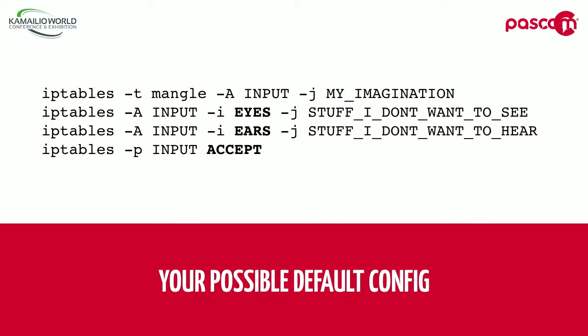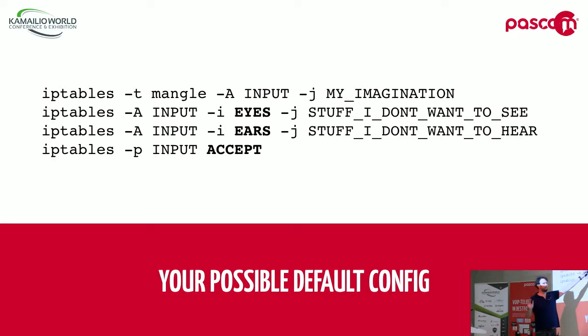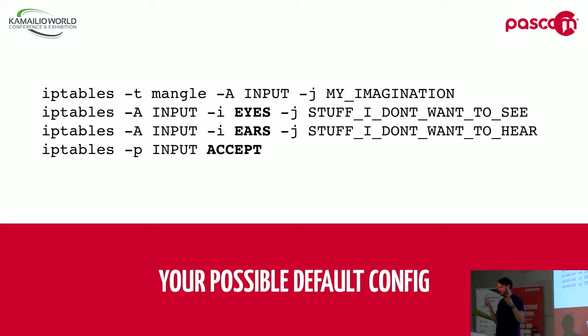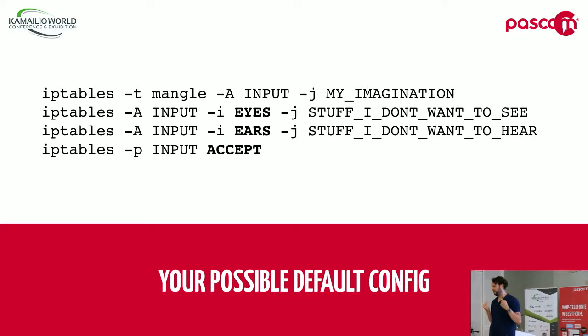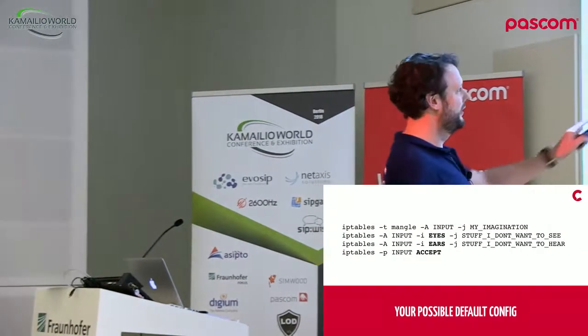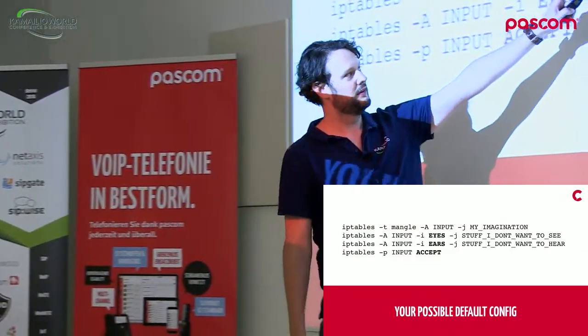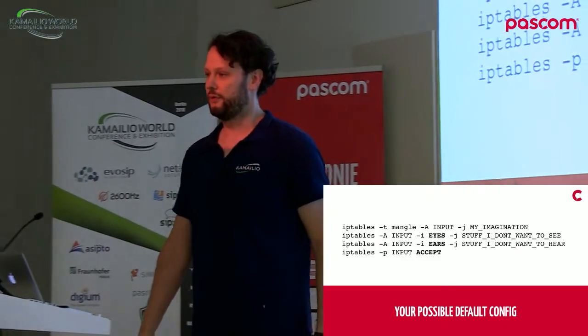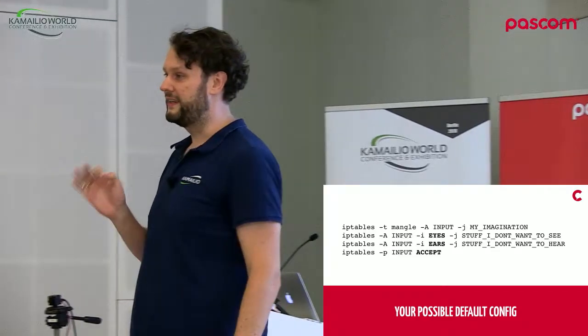I will explain it a little bit. This is the Mangle table. Everybody knows the Mangle table. You change packets that you receive and do something. It's directly connected to your imagination chain. So you hear something, you see something through the input interface, and then you change it. Depends on your mental health, how much you change. So you change something. And then you have an input for your eyes, stuff you don't want to see, and you have an input for your ears with stuff you don't want to hear. So this is the default configuration.